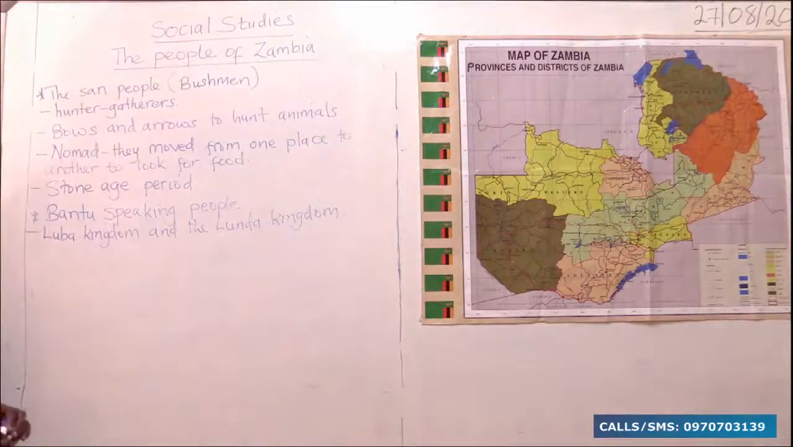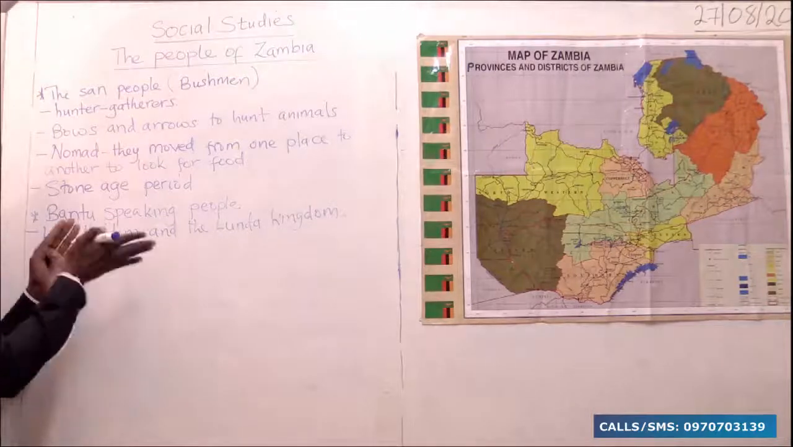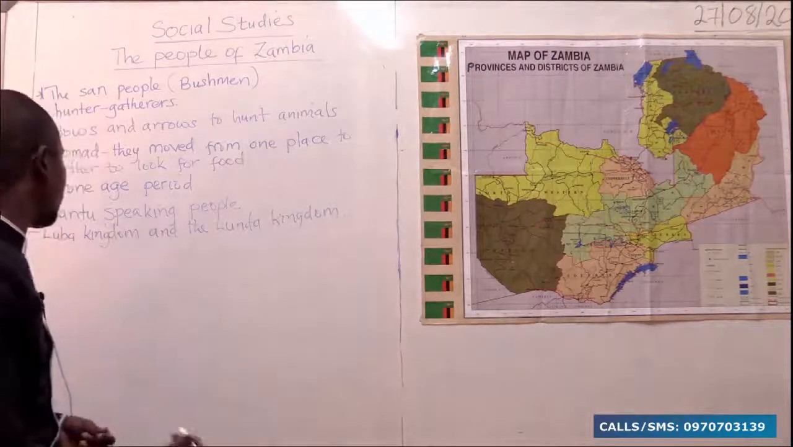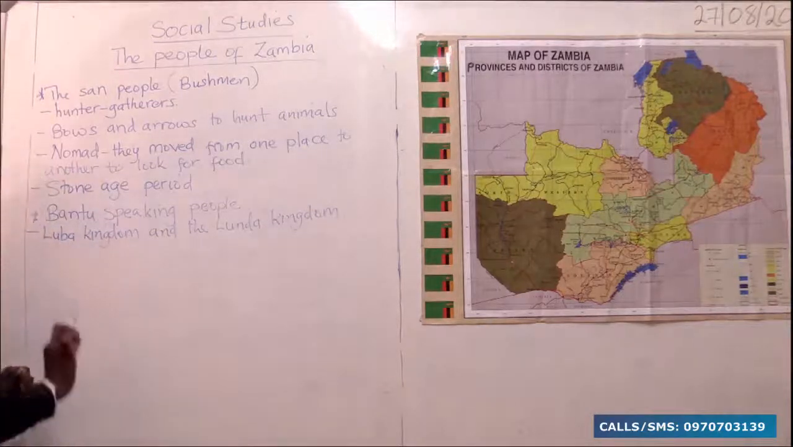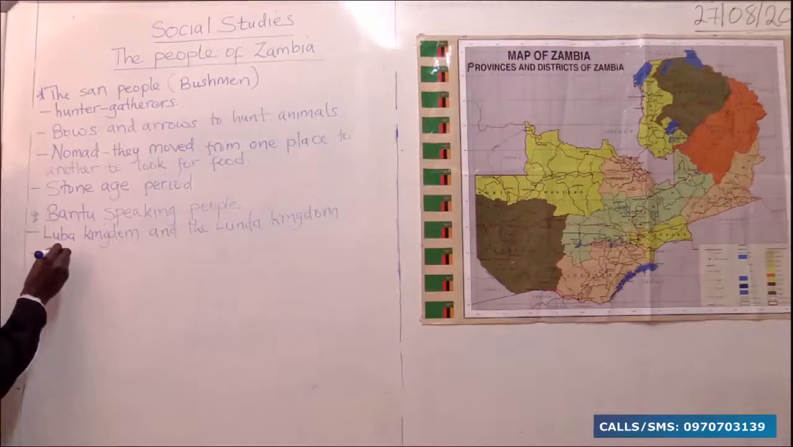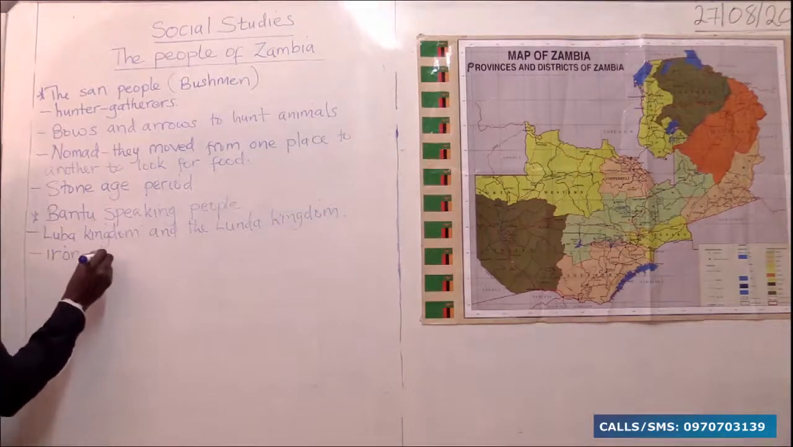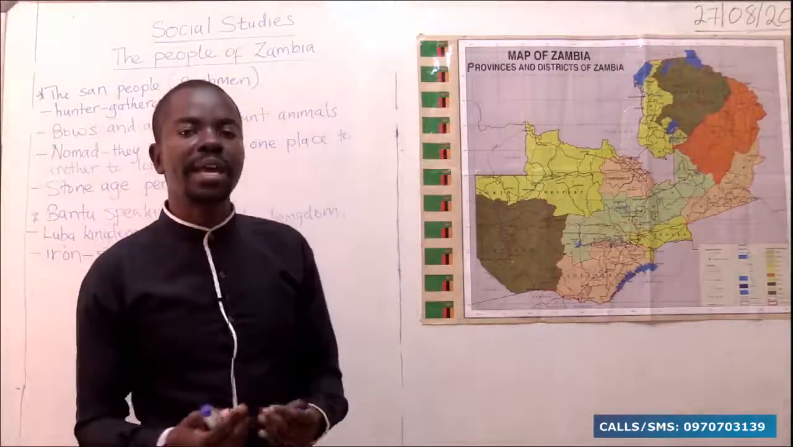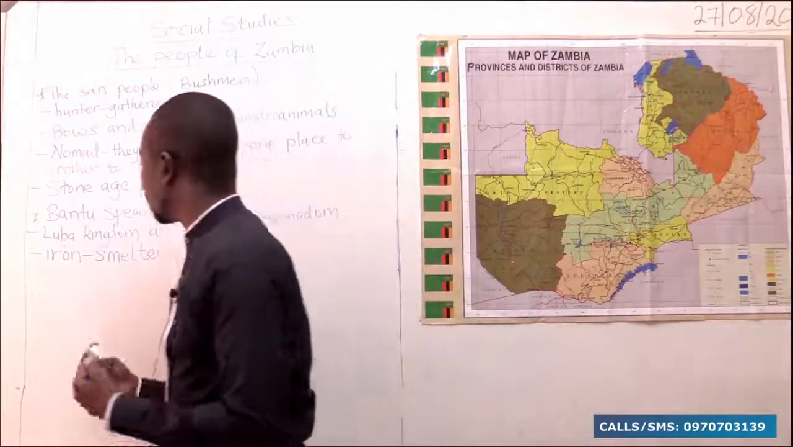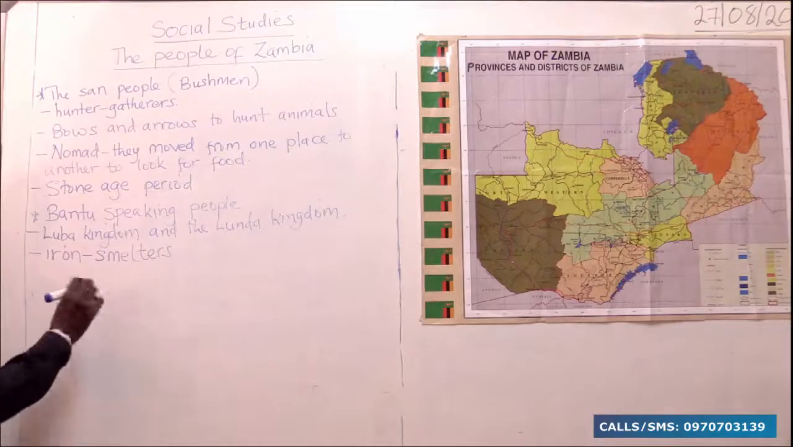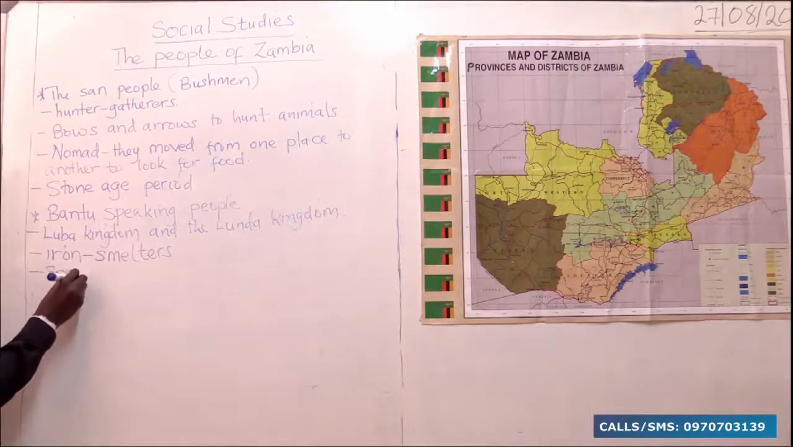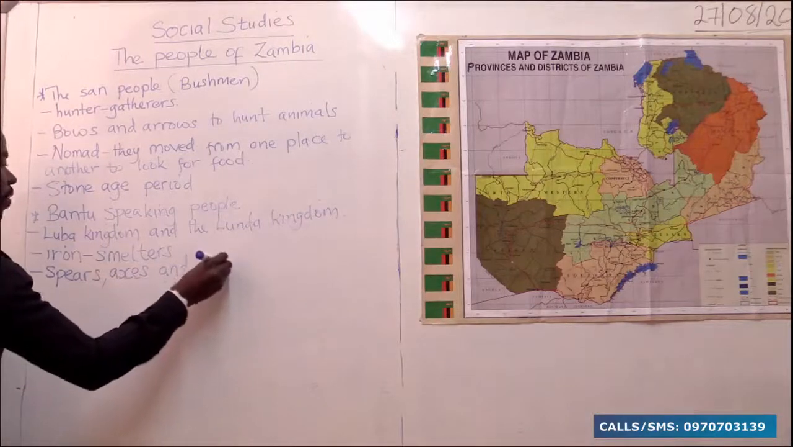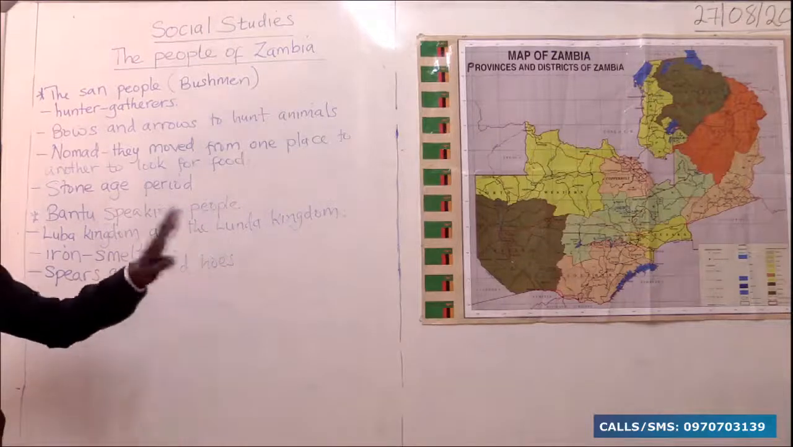You must also understand that when the Bantu-speaking people came into Zambia, they had better technology compared to the San people. Why did they have better technology? They used iron, meaning that these were iron smelters. They used to smelt iron to make different tools, such as spears, axes, and hoes.